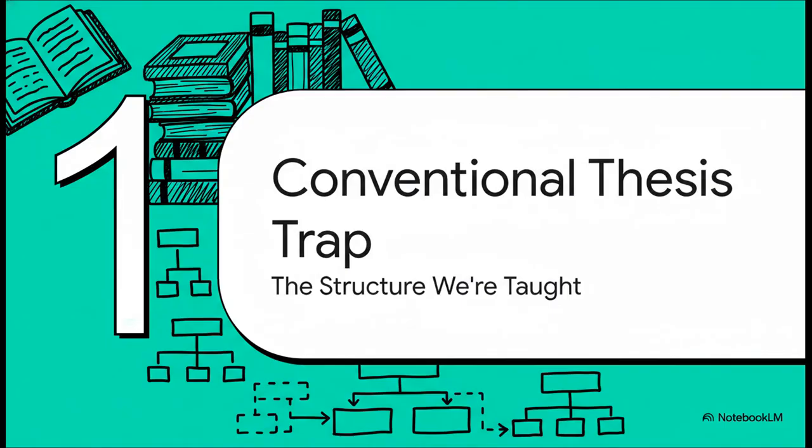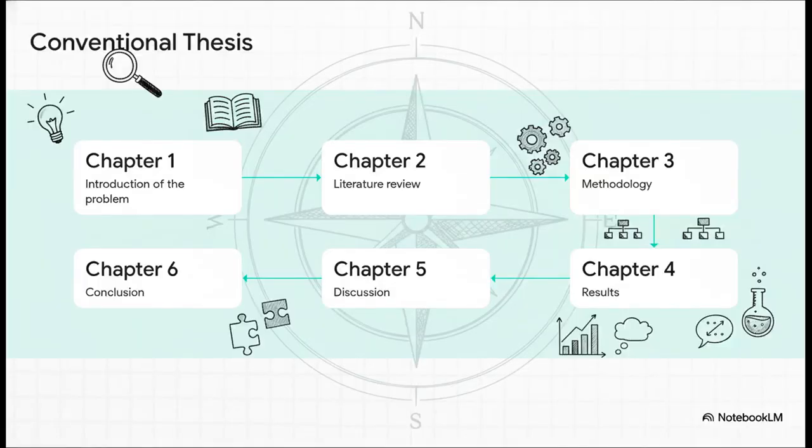All right, first things first, let's make sure we're all on the same page about the structure we're even talking about. It's the one you see in basically every research methods textbook and all over university guidelines. You know this one, right? The 6-chapter model. It's clear, it's logical, and for certain kinds of questions, it's incredibly effective. It was built to perfectly mirror the scientific research method. Define a problem, review what's already known, explain your methods, show your results, discuss them, and then wrap it all up. Simple.